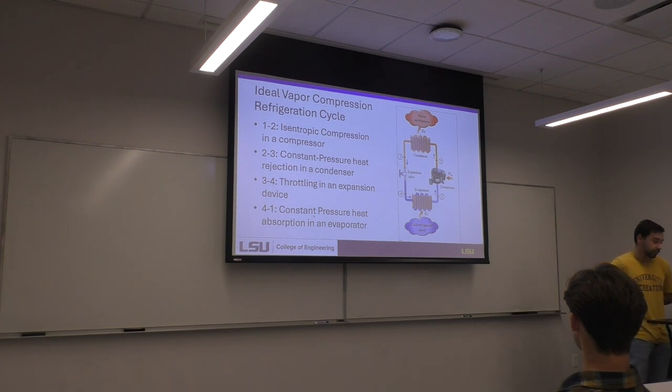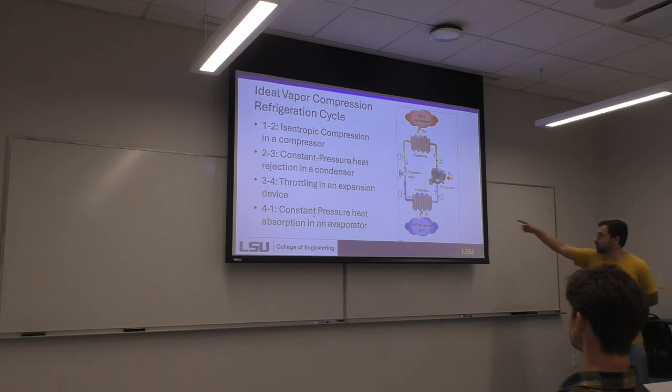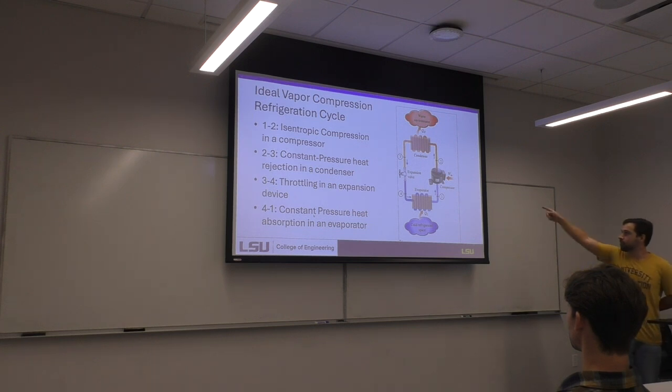This is the ideal vapor compression refrigeration cycle. Between point 1 and point 2, going through the compressor, we have isentropic compression in a compressor. Then from point 2 to point 3, the compressed gas goes through the condenser and it ejects heat into the atmosphere. This is denoted as constant pressure heat rejection in a condenser.